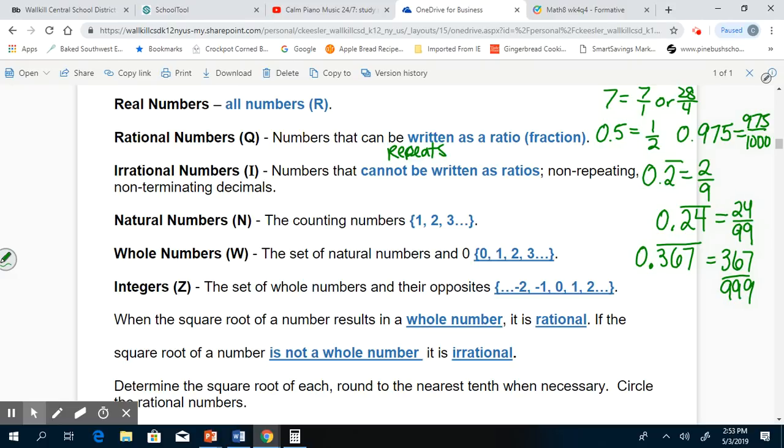Anything that cannot be written as a rational number or a fraction is what we call irrational, the opposite of rational. Irrational numbers are numbers that cannot be written as ratios. They're non-repeating, non-terminating decimals. So a really common irrational number is pi. Okay, pi is a non-repeating, non-terminating decimal number. It keeps on going and going and going without a pattern, therefore it's irrational.